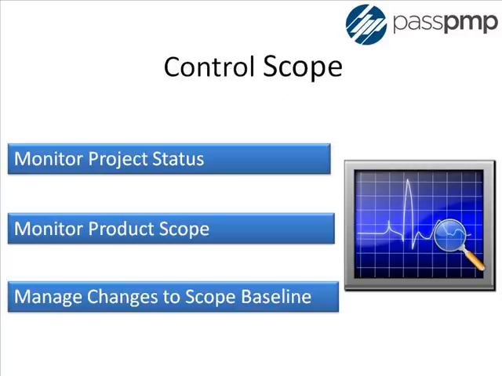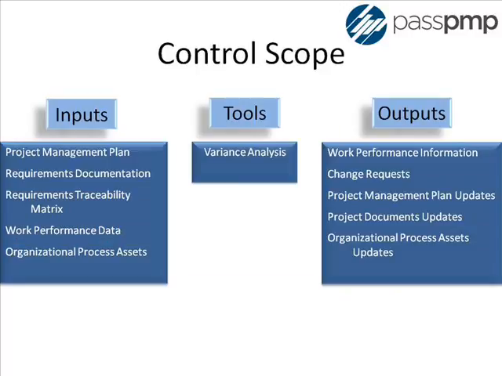The sixth process is control scope. This is the process of monitoring the status of the project and product scope and managing changes to the scope baseline. The key benefit of this process is that it allows the scope baseline to be maintained throughout the project. The main output of this process are work performance information and change requests.